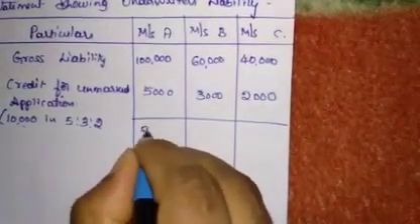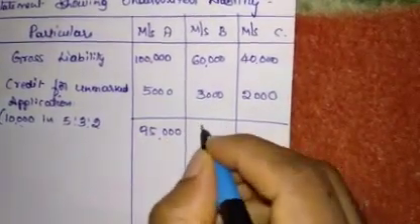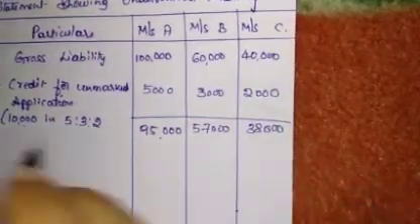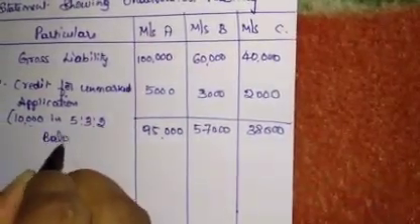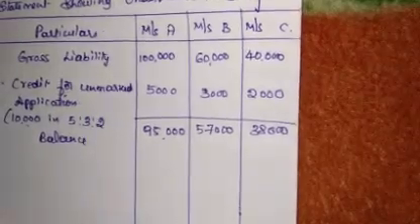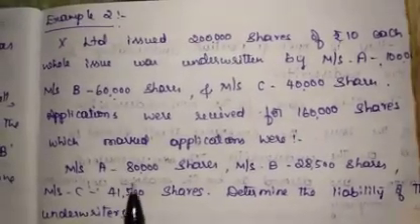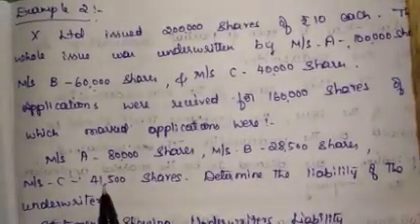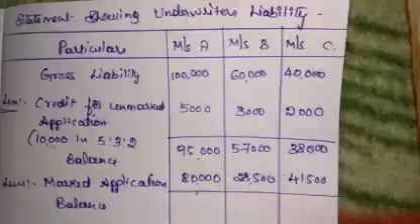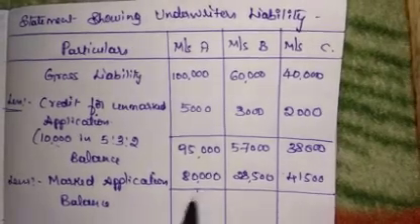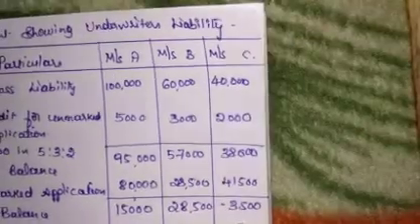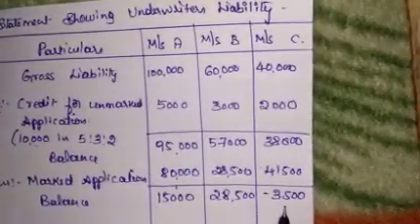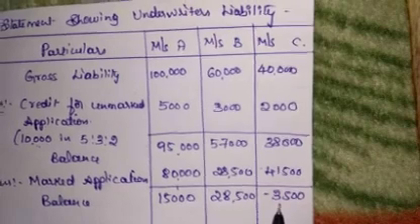You'll get the answer, that is 95,000, 57,000 and 38,000. We'll get balance and deduct marked application. Marked application given in the problem, that is A 80,000, B 28,500 and C 41,500. We'll write this. This is the answer, so we will get the balance: 15,000 shares, 28,500 shares and minus 3,500 shares. What is this minus 3,500?